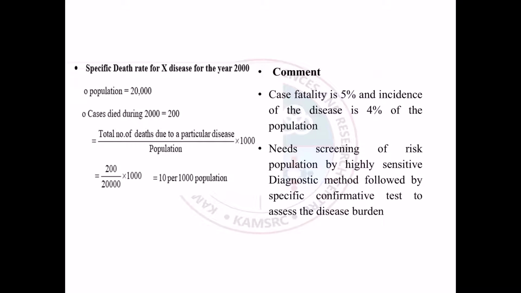So population is 20,000, cases died is 200. Total number of deaths due to a particular disease by population into 1000, we get the specific death rate. So 200 by 20,000 into again 1000, it is coming to 10 per 1000 population. Specific death rate is 10 per 1000 population.